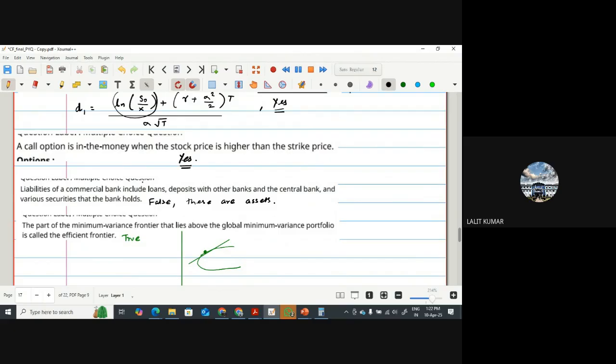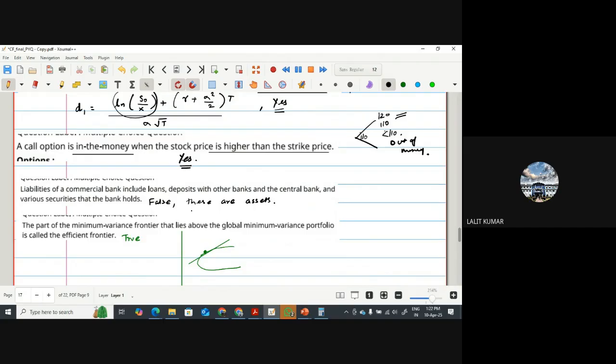A call option is in the money when the stock price is higher than the strike price. So when it is in the money, you make money, say 110, 120. So this is the time when you are in the money. Otherwise, at the money means 110, and anything lower than 110 is out of the money. And in a put, it happens the opposite. At means at par, in means I am profiting, and lower is out of the money.